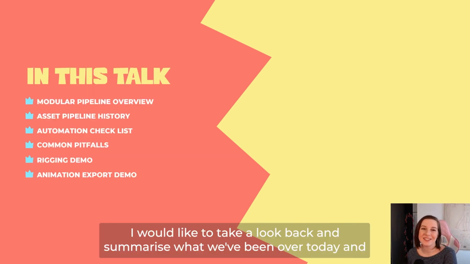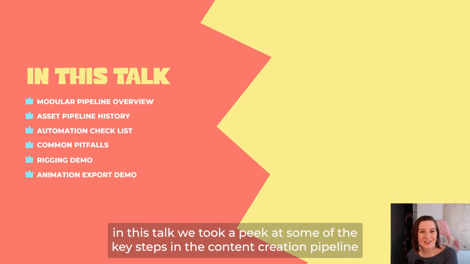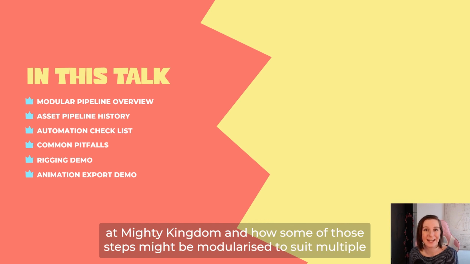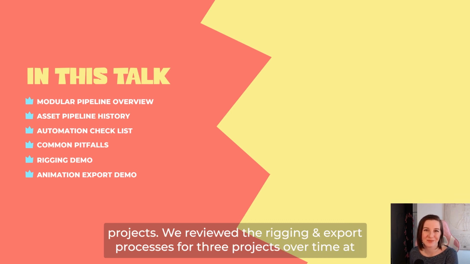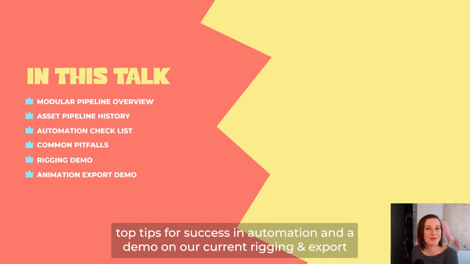So I would like to take a look back and summarize what we've been over today and what I'd really like you to get out of it. In this talk, we took a peek at some of the key steps in the content creation pipeline at Mighty Kingdom and how some of those steps might be modularized to suit multiple projects. We reviewed the rigging and export processes for 3 projects over time at Mighty Kingdom and looked at the growth of the overall pipeline over time. I gave you my top tips for success in automation and a demo on our current rigging and export processes.